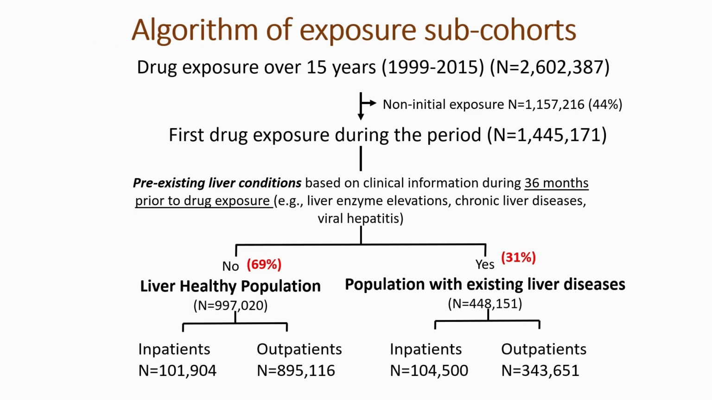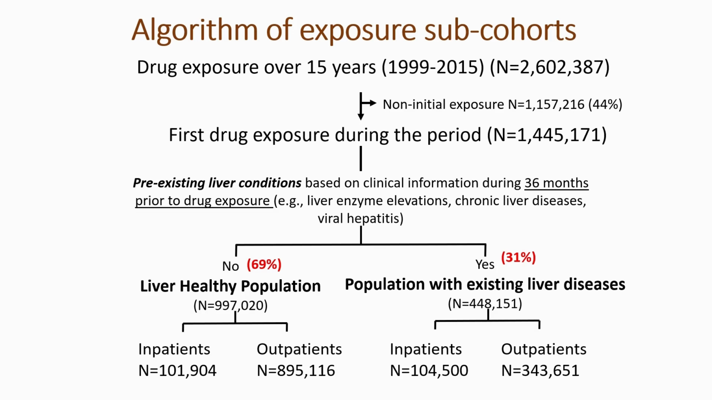From 2.6 million exposures, we selected the 1.4 million first exposures. Then we collected relevant ICD codes and laboratory data during 3 years prior to the exposure and identified the existing liver diseases, and divided the cohort into liver healthy population and population with existing liver disease. About 70% did not have any existing liver disease.